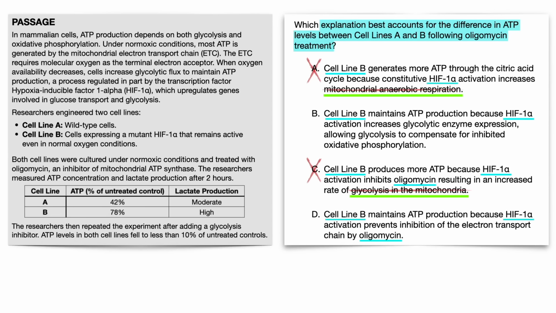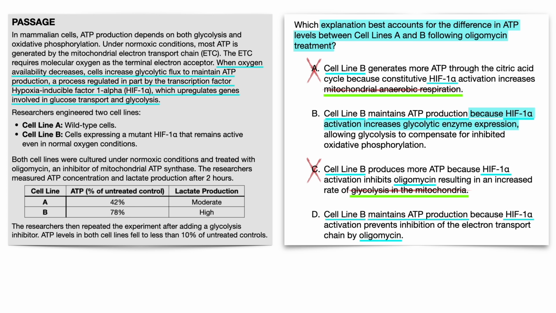Recognize any similarities between the remaining answer choices, but realize it's the differences that will answer the question. They both say cell line B maintains ATP production, so you don't have to check that in the passage. And it helps to cut answers in pieces. For example, answer choice B continues on to say because HIF-1 alpha activation increases glycolytic enzyme expression. So scan for any information regarding HIF-1 alpha and glycolytic enzymes.